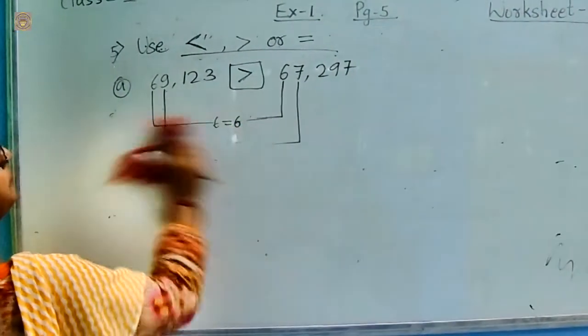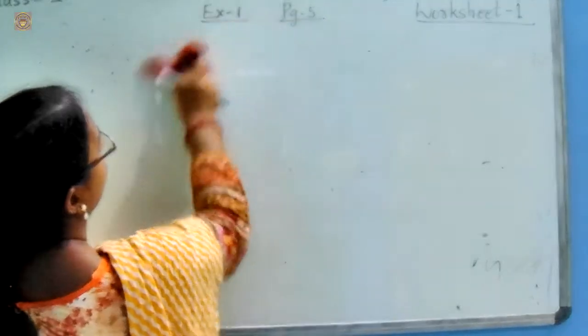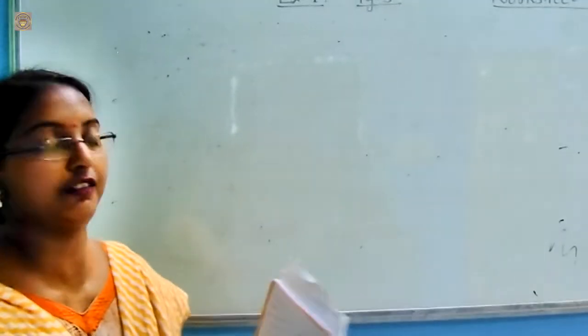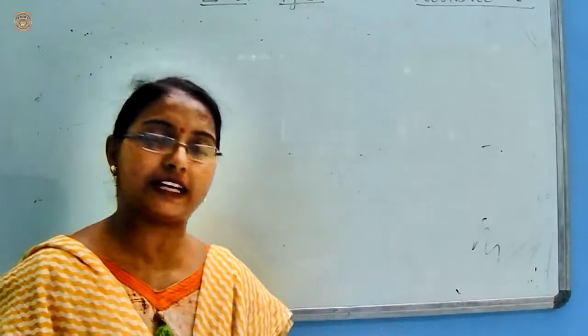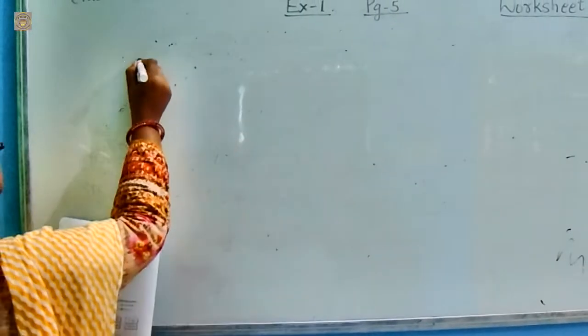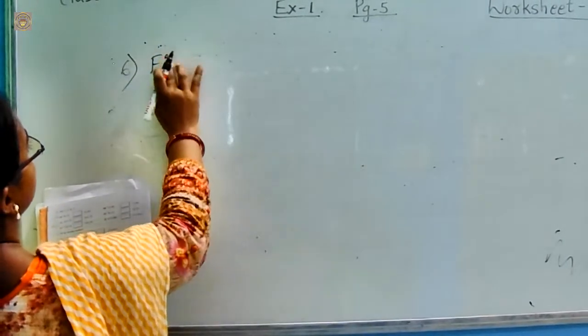So please make these sums. Make the rest of the sums at your home. Do it yourself. And if you have any confusion, then please clear it by asking me. Fill in the missing numbers.